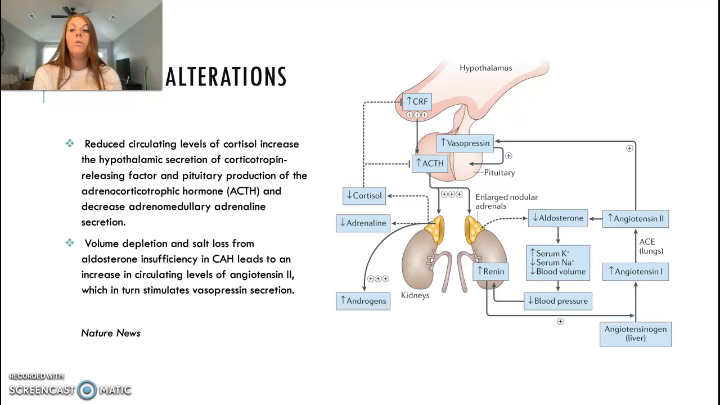Okay, so moving down, you see that it's going to increase our potassium levels. It's going to decrease our sodium levels, and it is going to decrease blood volume, which again will send us to the clinical sign of low blood pressure. On the other side, you can see our dashed line. It goes to decreased adrenaline, so we can decrease the adrenomedullary adrenaline secretion. And also, if you look there, it's going to decrease our cortisol levels, which just means that we're going to decrease the ability to regulate our blood sugar.